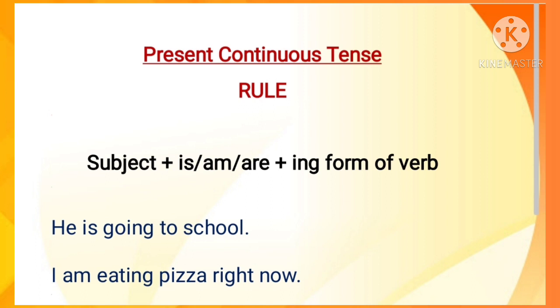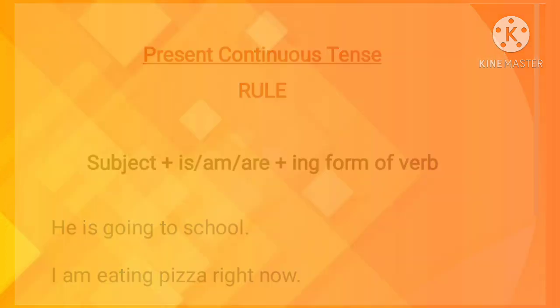Next sentence. I am eating pizza right now. I is the subject. Since I is the subject, we are using am here. I am eating, ing form of the verb eat. Eat is the base form, ing form is eating. So, I am eating pizza right now. That is, they are other words. So, the rule to form a sentence in present continuous tense is subject plus is or am or are plus ing form of the verb.